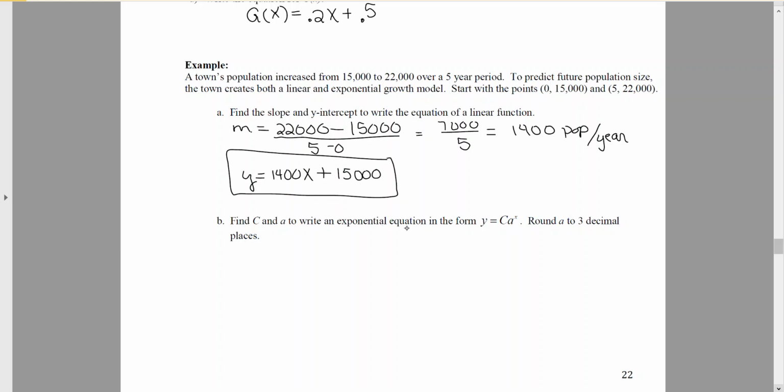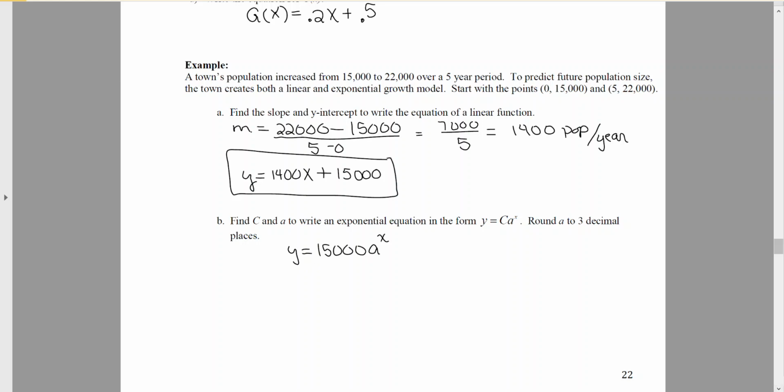Now we're going to write an exponential equation that goes through those 2 points. And again, we need the c value and the a value when we write an exponential equation. So to figure out your c value, that's your initial population in this case, that would be 15,000. And then it's a to the x. Then we need to find a. So to find a, I'm going to plug in the second x and y value into my equation and then solve.